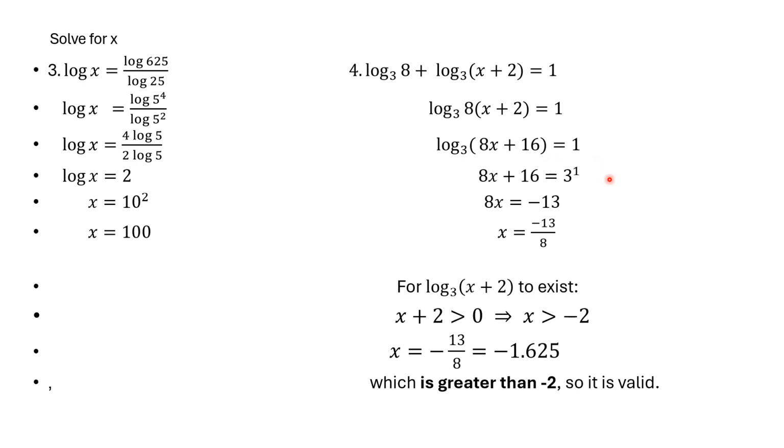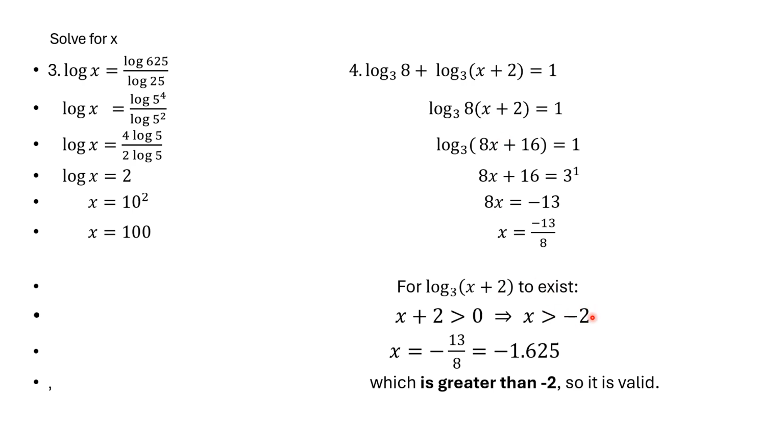If I take 16 across, 3 minus 16 would give me minus 13. So 8x equals negative 13, and x then equals negative 13 divided by whatever is in front of x, which in this case is 8. Right, but now for this answer to be valid, remember, we cannot say log base 3 of 0, because it becomes undefined. So x plus 2 there must be greater than 0. Right? If I take the 2 across, x must be greater than negative 2.